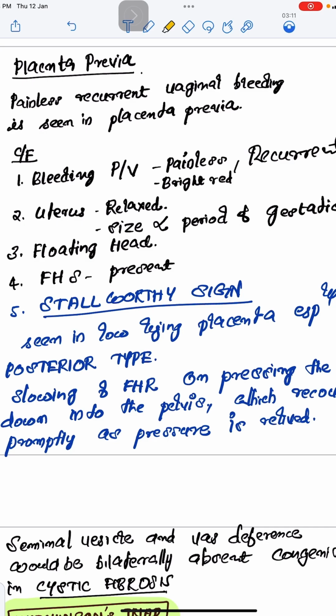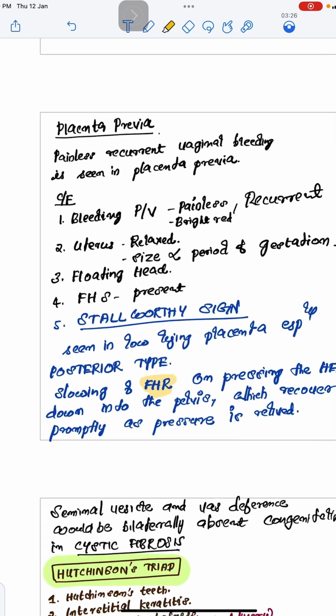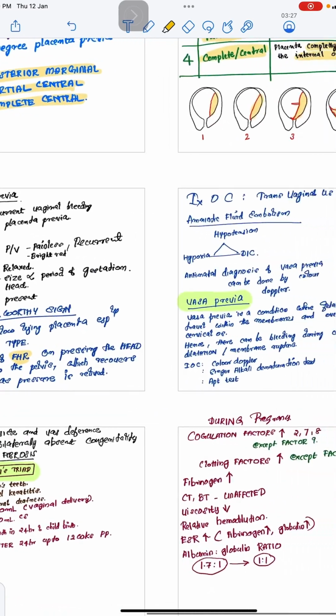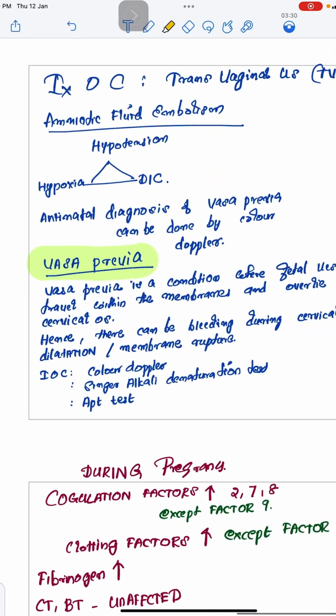Stallworthy sign is seen in low-lying placenta, especially the posterior type: slowing of the fetal heart rate on pressing the head down into the pelvis, which recovers promptly as the pressure is relieved. It is called Stallworthy sign. Investigation of choice is transvaginal ultrasound.